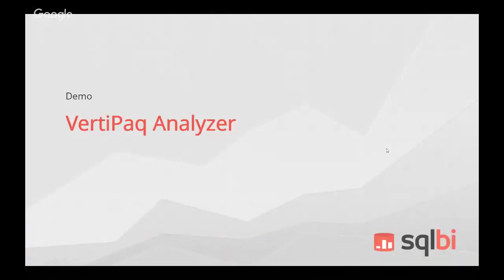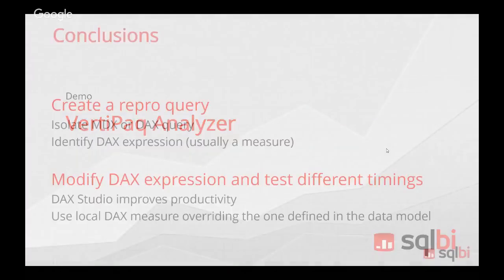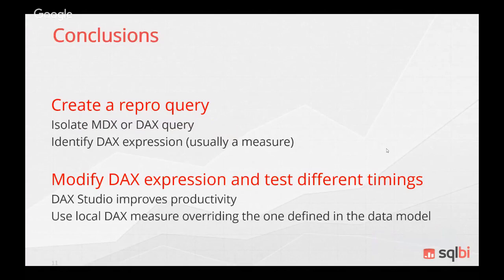So we use the Vertipack Analyzer to get better knowledge about our data model. Basically, what I did is I tried to isolate a problem in DAX Studio, finding the slowest query. Then within the slowest query, I tried to isolate the measures that were involved there. And then I tried to analyze the behavior of the measure using DAX Studio, executing the same query several times, making changes to the DAX measure until I found a better execution time.